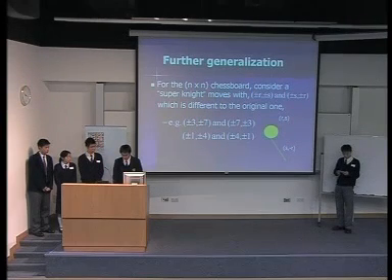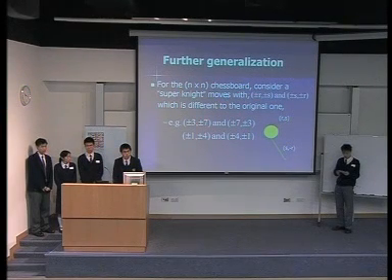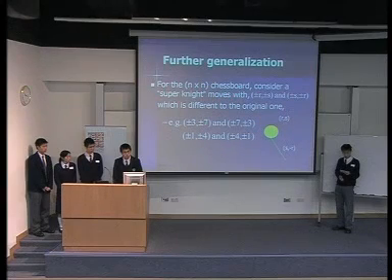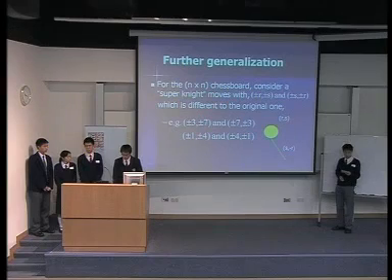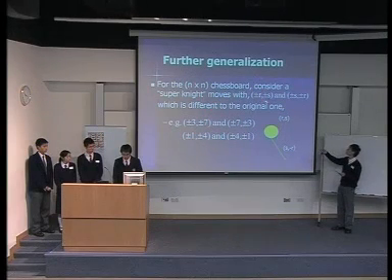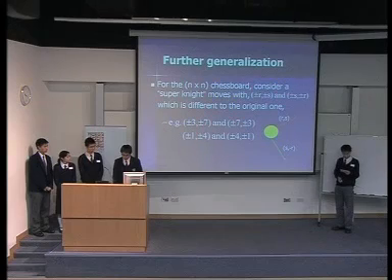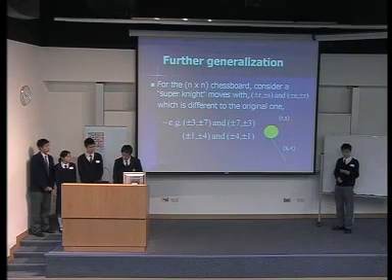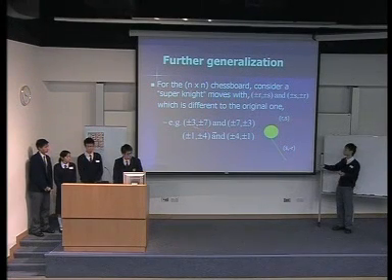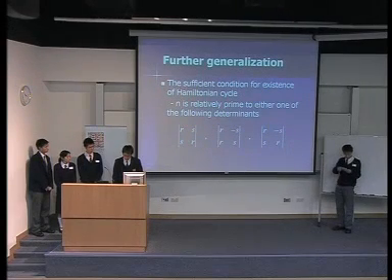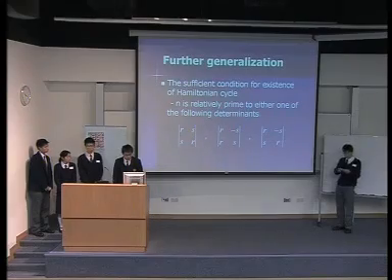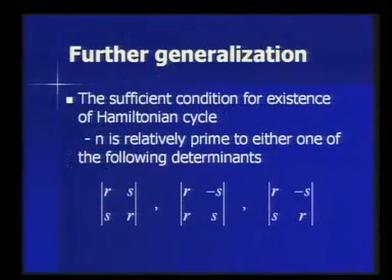After submitting the report, we have generalized the existence of Hamiltonian cycle. For an n times n square chessboard, consider a super knight that moves with the steps shown here. That means r and s can be any integers. Here are some examples. The sufficient condition for the existence of a Hamiltonian cycle is that n is relatively prime to either one of the determinants here.